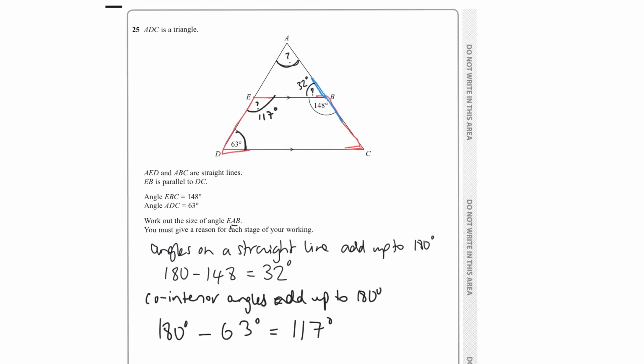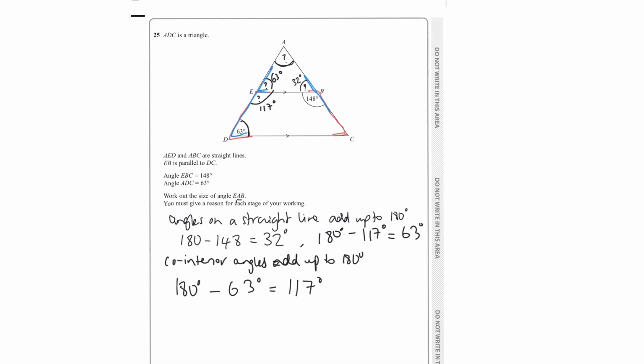Okay, so then to work out this angle, again, angles on a straight line add up to 180 degrees. So 180 degrees minus 117 degrees would leave us with 63. So this would also be 63 degrees. Another way of working that out could have been, if you can see that S shape, the rule of corresponding angles are equal, so knowing that that's 63 degrees. So now we've got 63, 32. We need to work out our missing angle, and it's in a triangle.